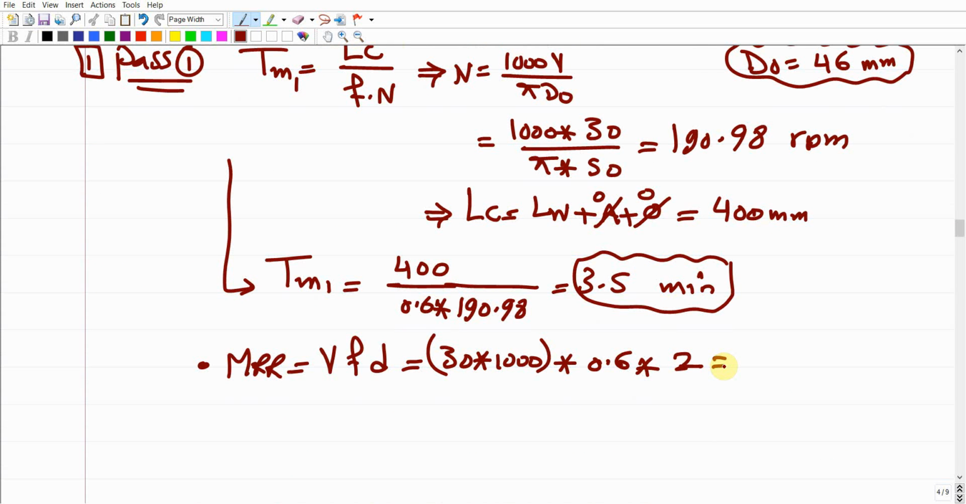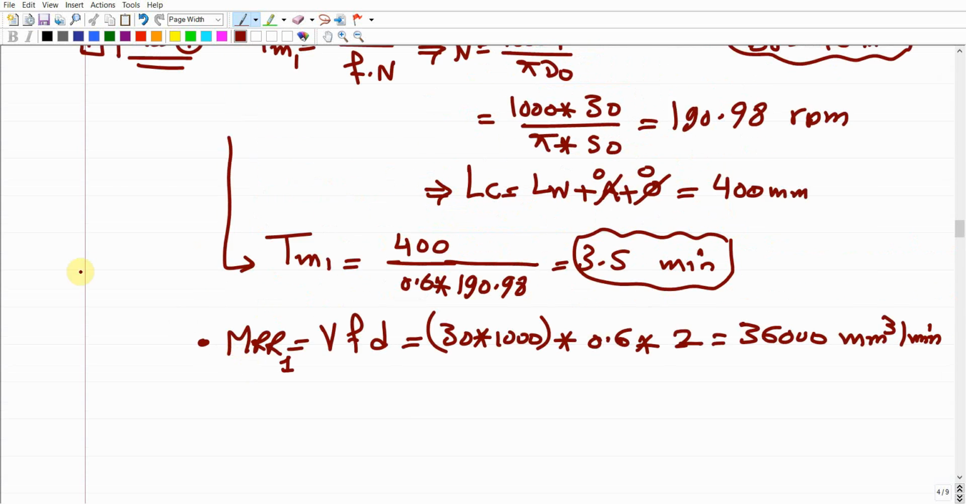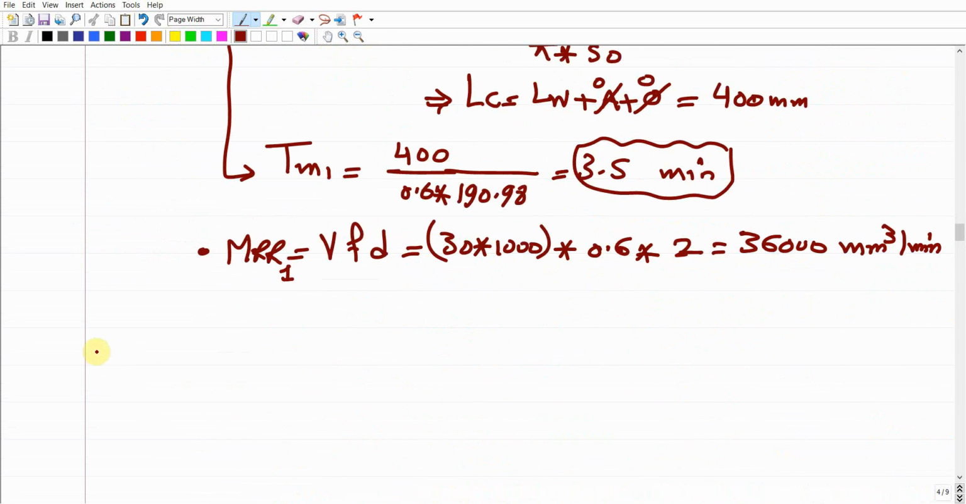Doing the calculations, 0.6 times 2 times 1000 times 30 equals 36,000 millimeter cubed per minute. This is the material removal rate for the first pass, which is MRR1. We just finished this pass, like we already worked over a separate problem. Now we're going to move to another problem, which is pass 2.